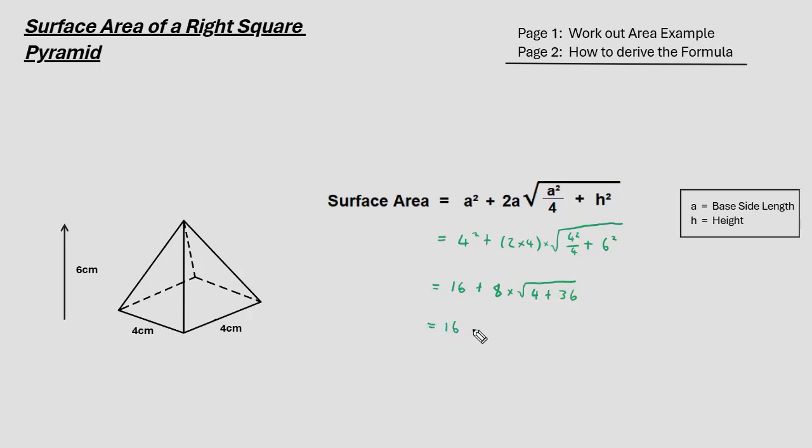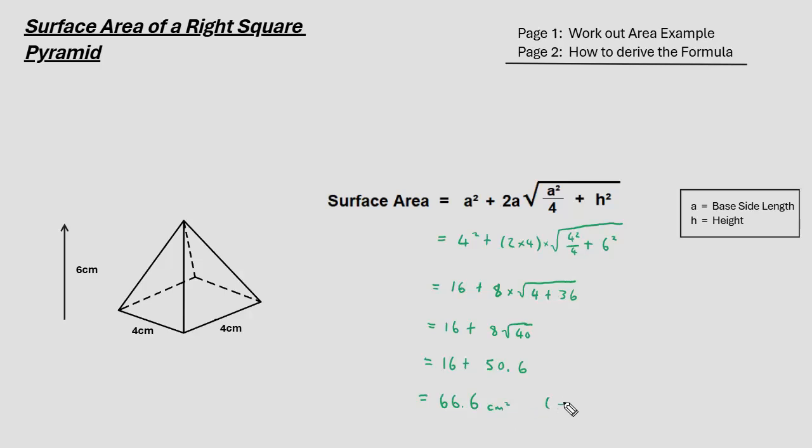So moving on a bit more, we have 16 plus 8 root 40. 8 root 40 is 50.6 to 1 decimal place. So adding them together, we get 66.6 centimeters squared.